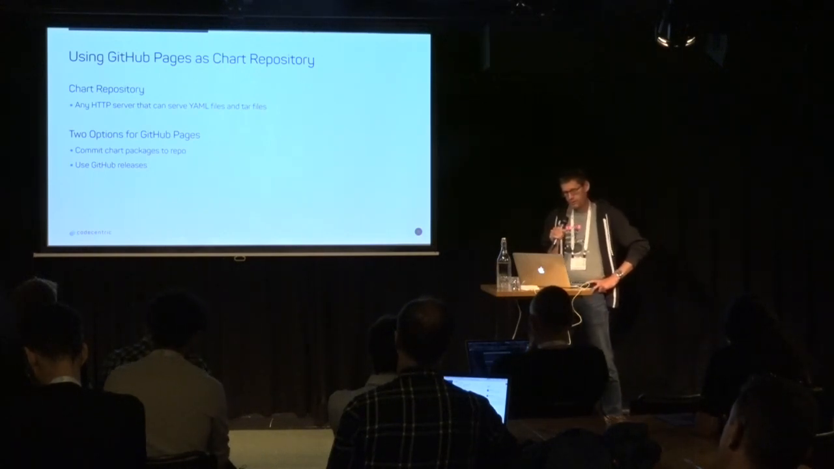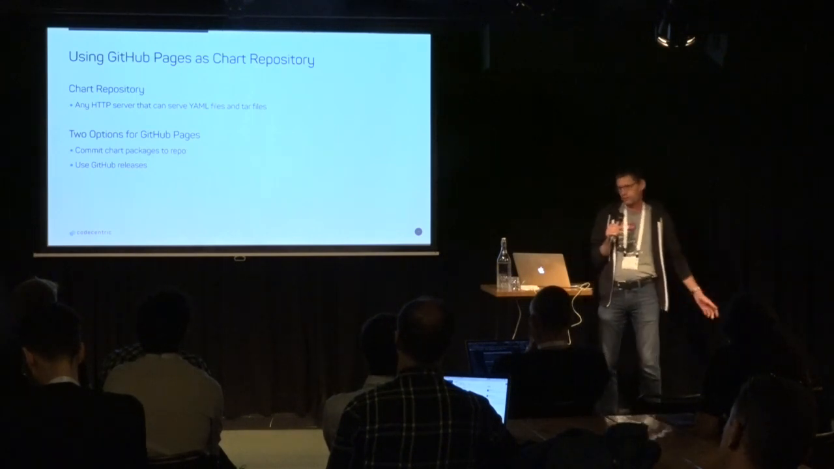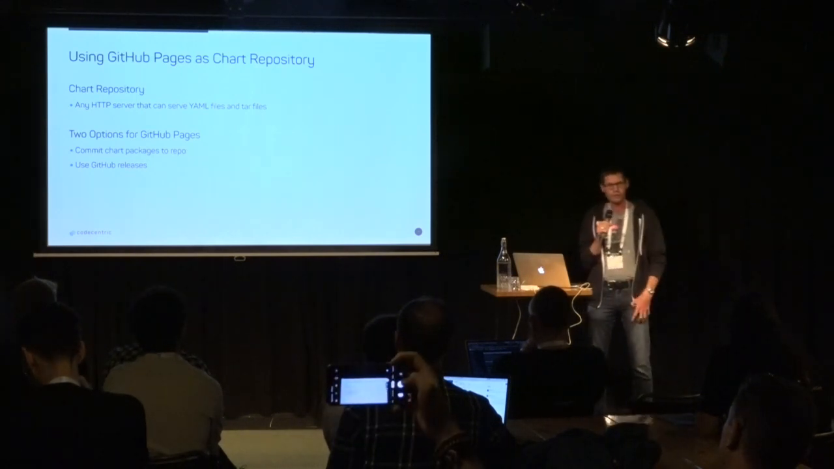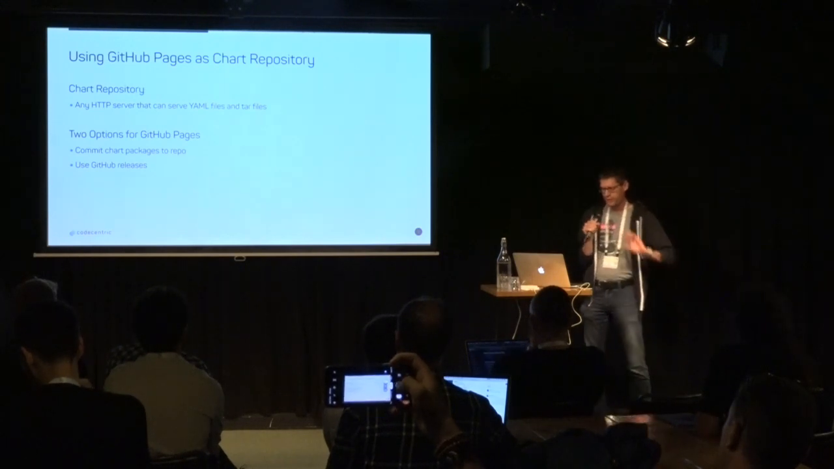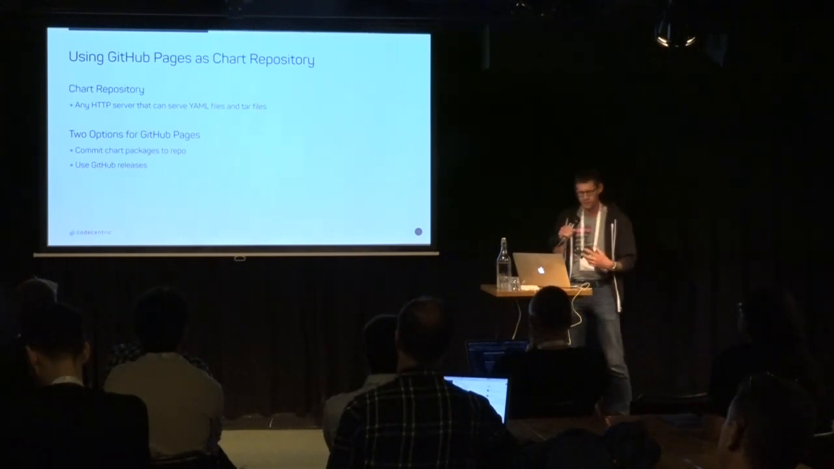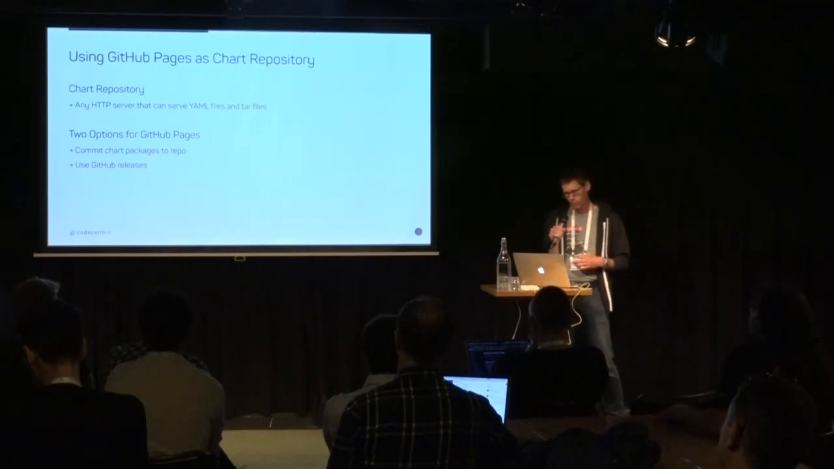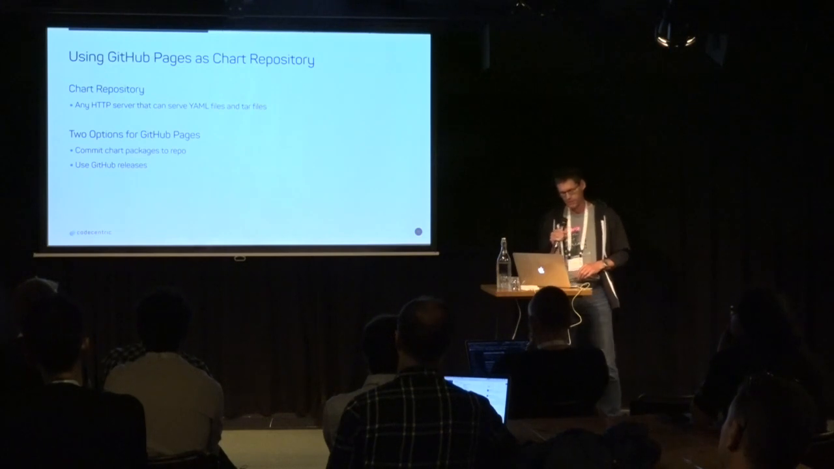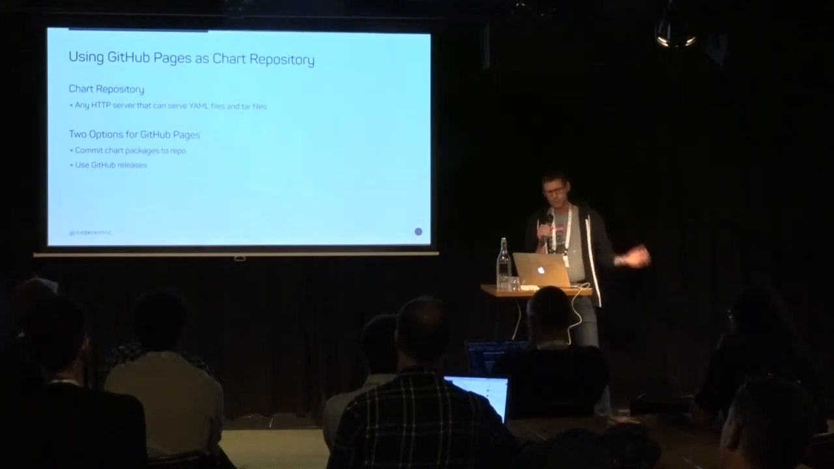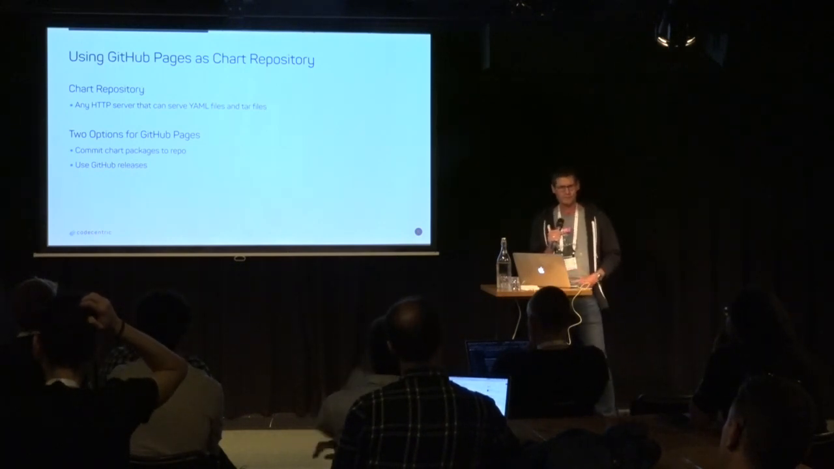And when you host on GitHub Pages, you basically have two options. Either you commit your tarballs to the repo on your GitHub Pages branch, or the other option would be to use GitHub Releases, which is basically the more native integration. This is what we're doing here, what I prefer and what the tooling also does. So you basically only have the YAML file in your GitHub Pages branch, which then refers to the GitHub Releases in the repo.